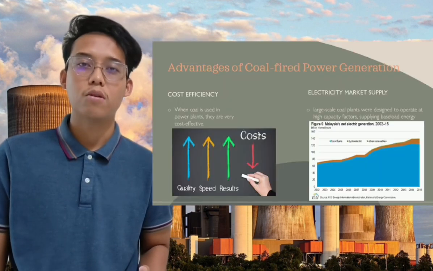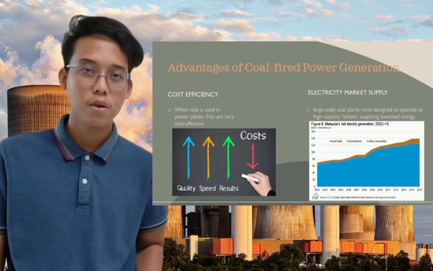The majority of nations, including Australia, China, the United States, Russia, India, Indonesia, Singapore, Thailand, and the Philippines, and also our nation, Malaysia, remain heavily dependent on fossil fuels as their source of energy, generating an average of over 79% of their total energy. Here are some of the advantages of coal-fired power generation. The first one is coal efficiency, as you can see.